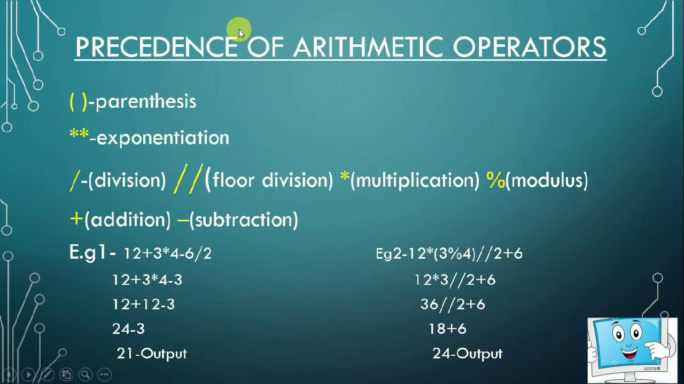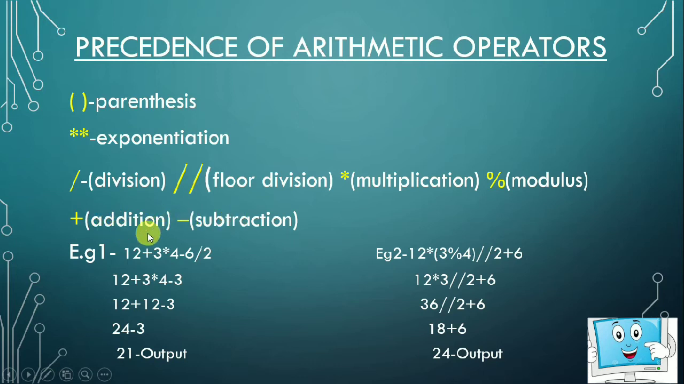Next is precedence of arithmetic operators. When we use the arithmetic operators in one statement, if we use so many arithmetic operators, there are priorities of using them. First of all, parentheses, that is the brackets, are solved. Then the exponentiation operator is solved, that is the power of any number. Division, floor division, multiplication and modulus have the same precedence if they occur in any expression, and whichever operator comes first will be calculated first. After that is the precedence of addition and subtraction.